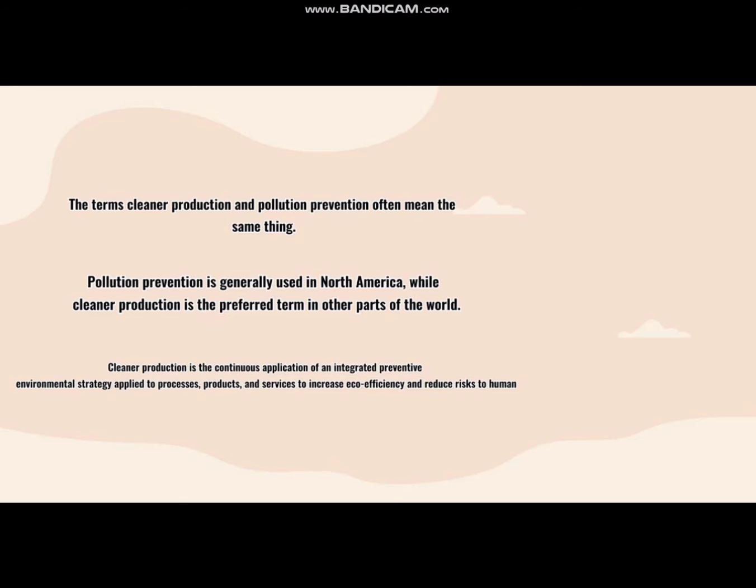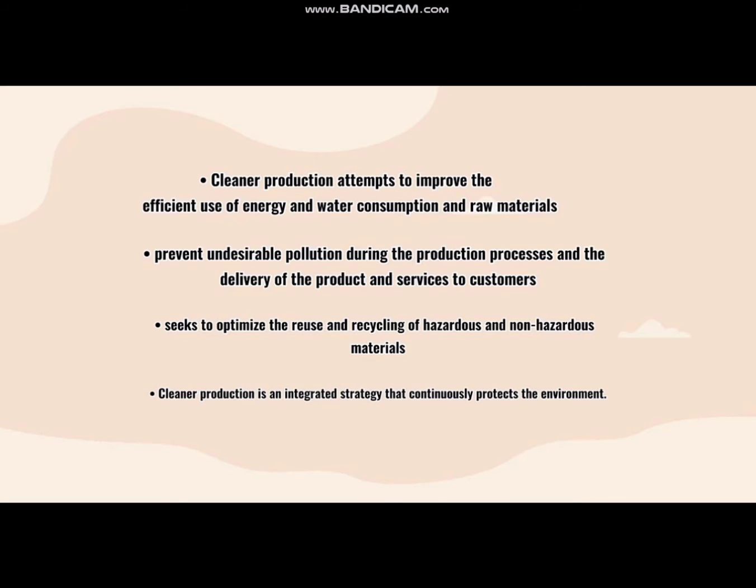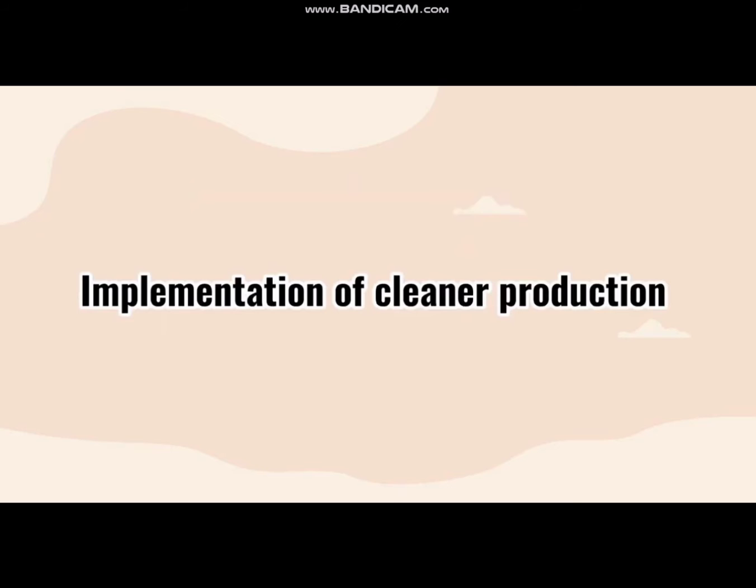Also, cleaner production aims to improve the efficient use of energy, water consumption, and raw materials. Prevent undesirable pollution during the production processes and the delivery of the product and service to customers. Seek to optimize the reuse and recycling of hazardous and non-hazardous materials. Cleaner production is an integrated strategy that continuously protects the environment. Next one is implementation of cleaner production.